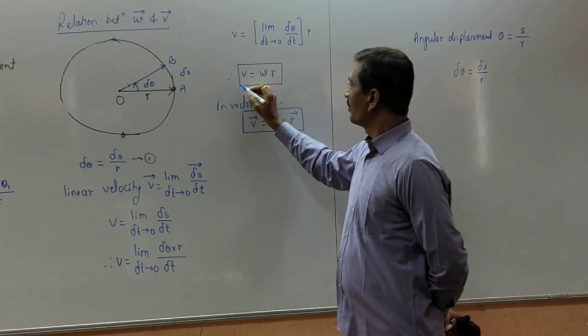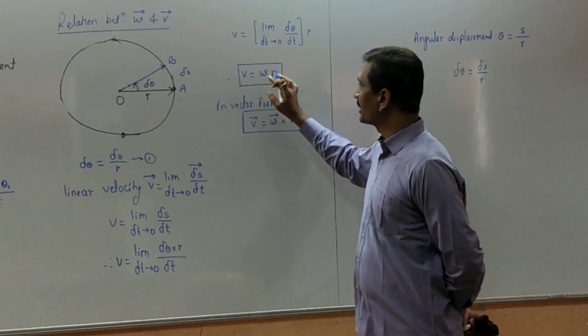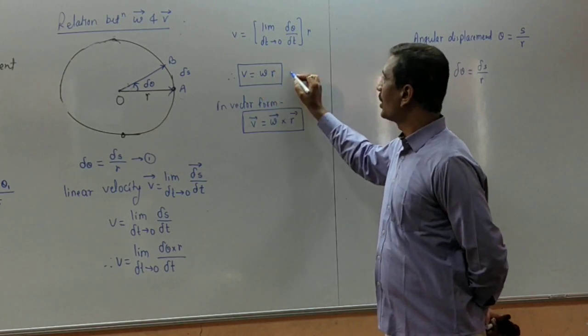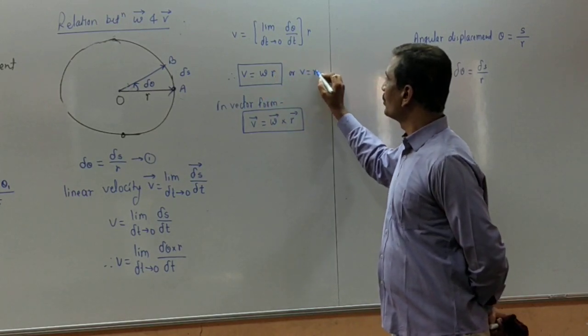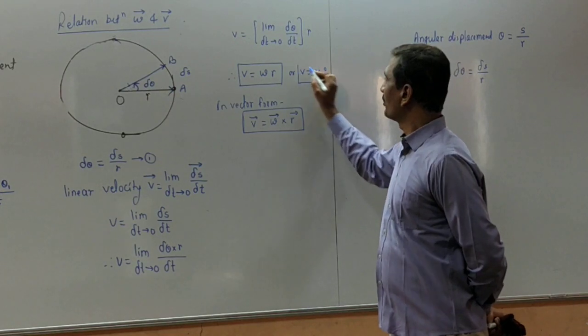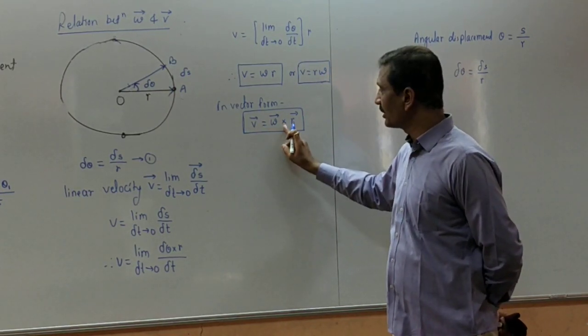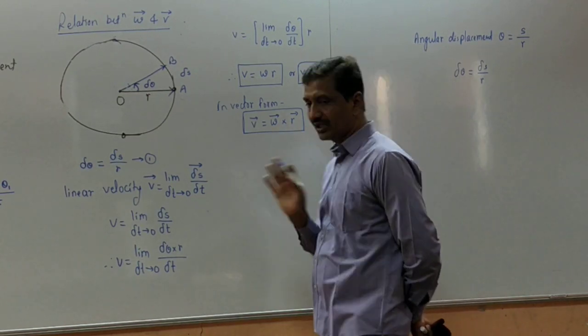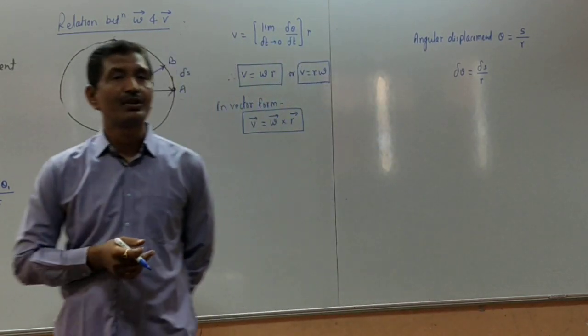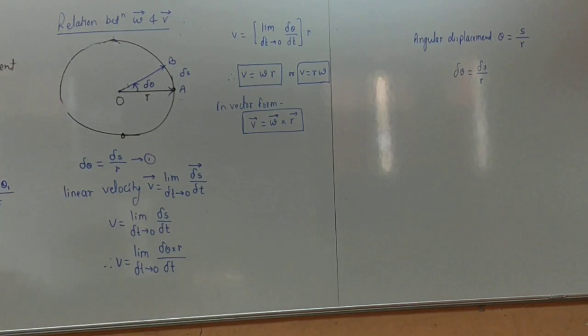So this is the relation between linear velocity and angular velocity. In magnitude, v is equal to omega into R or R into omega. But in vector notation, it is v bar is equal to omega bar cross R bar. Vector product does not obey the commutative law, and so v bar is equal to omega bar cross R bar. Our next point is the angular acceleration.